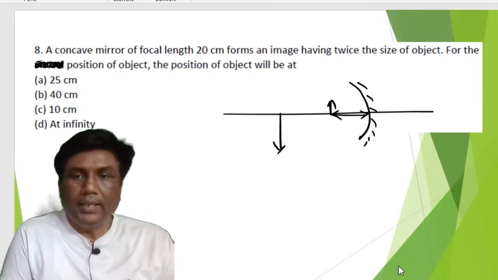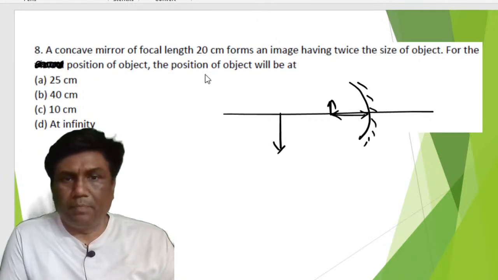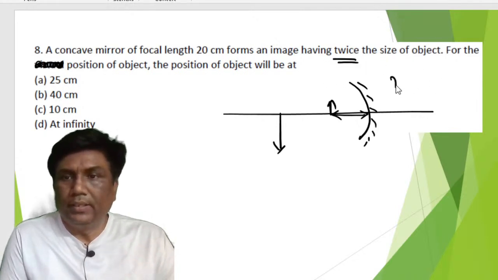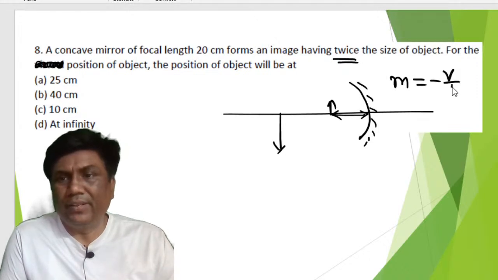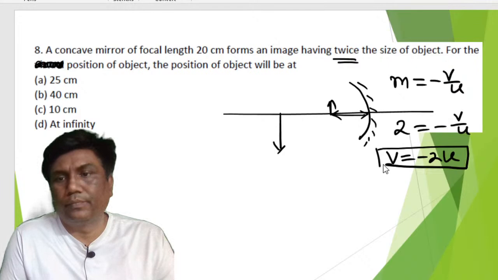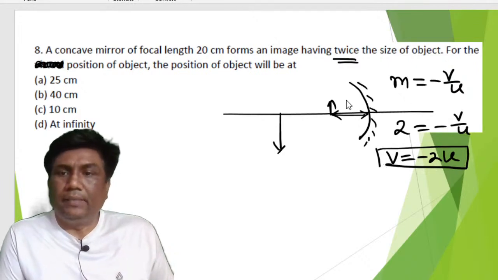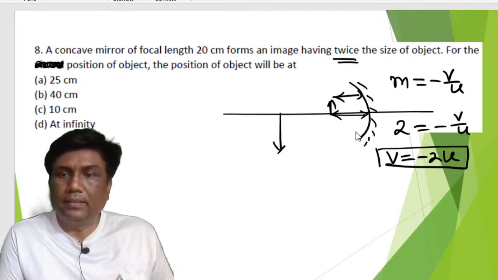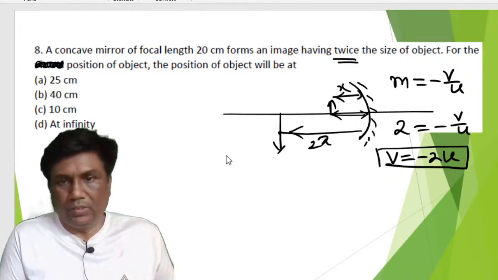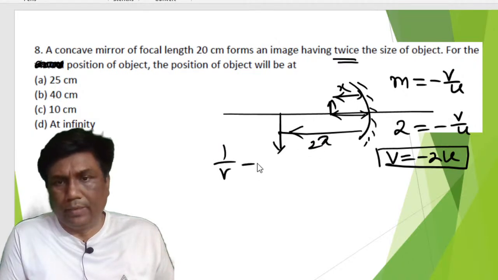In this problem you see the magnification is double. So we know that m equal to, by definition, minus v by u. So m is double, which means minus v by u equals 2. So v equal to minus 2u. It means if it is something x, it will be 2x. So now you put it in the mirror formula, 1 by v plus 1 by u equal to 1 by f.